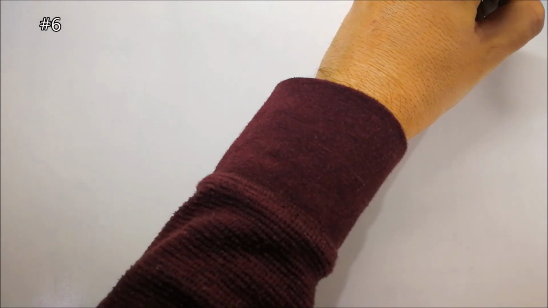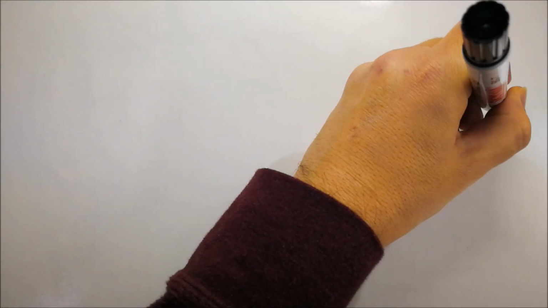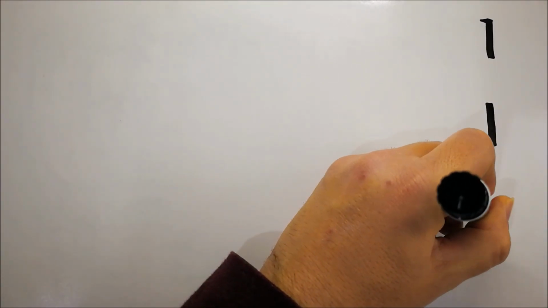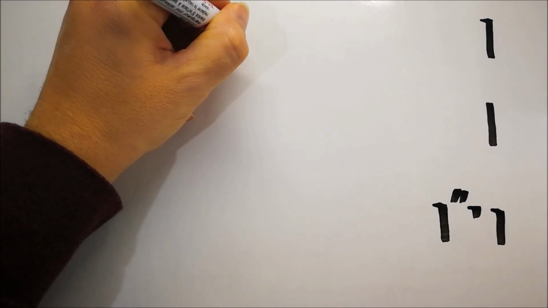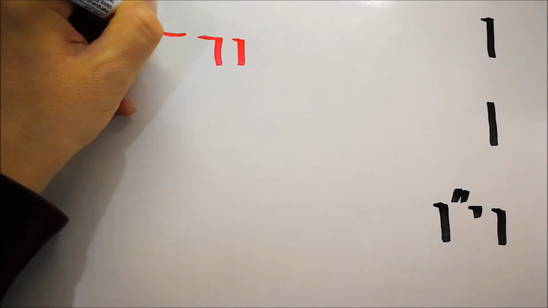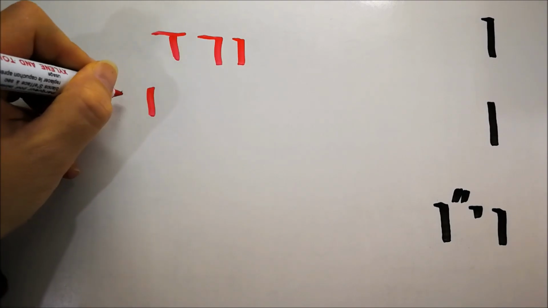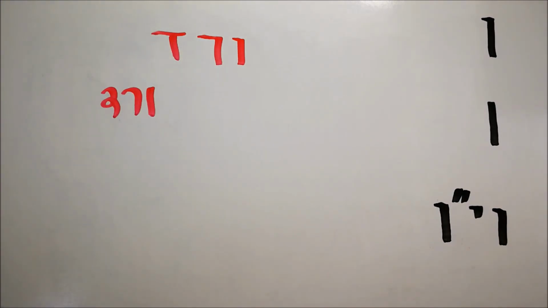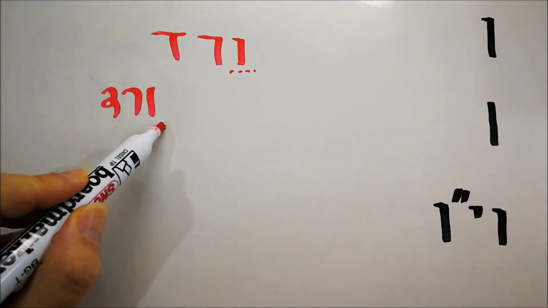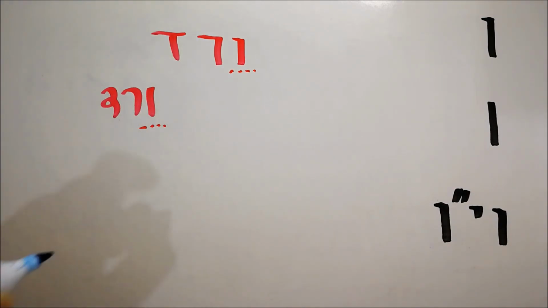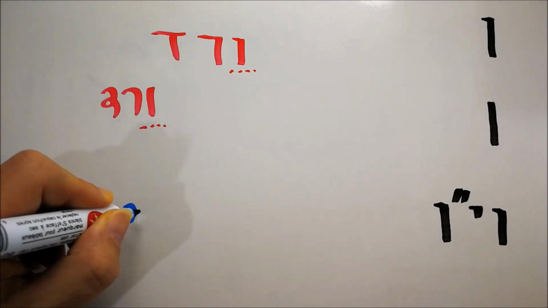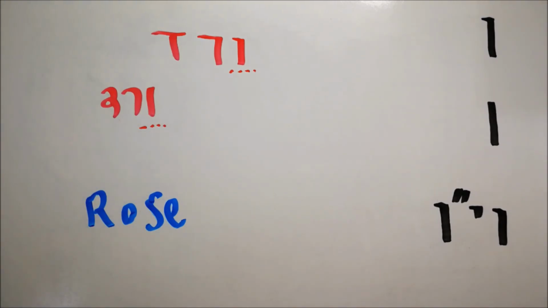The next letter in the Hebrew alphabet is Vav. This is how you write and spell Vav. A word example for the letter Vav is Vered. Vered means rose in English.